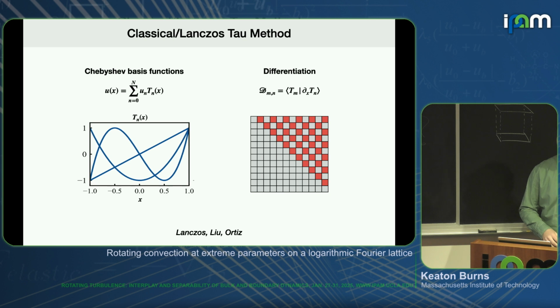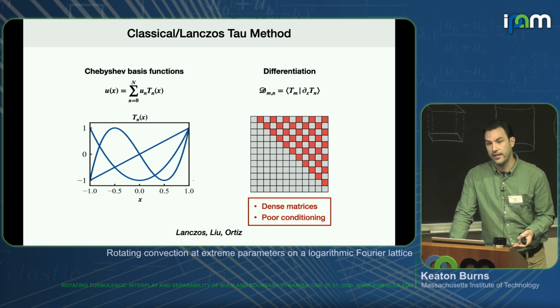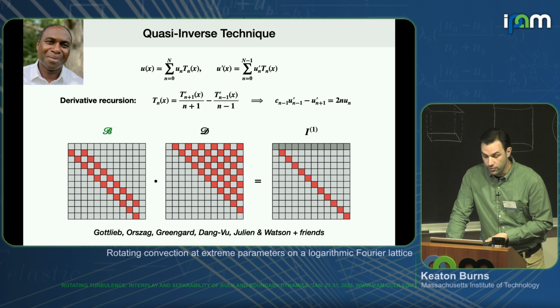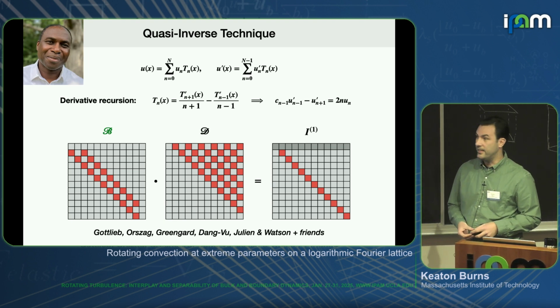So it's a bit better conditioned and a bit faster than collocation, but asymptotically solving it is still more than order n and has poor conditioning. But you can do better. You can do something that's called the quasi-inverse technique.